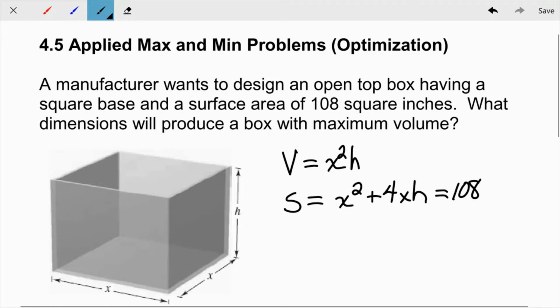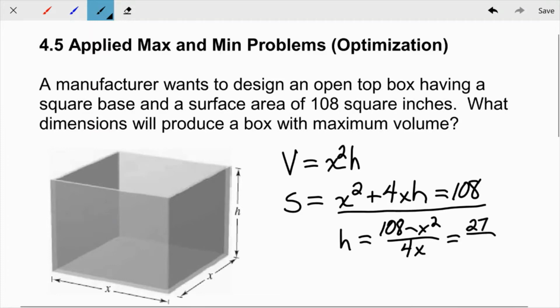The problem is my volume is in terms of two variables right now. So what I'm going to do is use my constraint to come up with an expression for the height that will allow me to then do some substitution. I'm going to take this information that I have about the surface area and solve for h. h would be 108 minus x squared, let me rewrite that so it's a little neater, minus x squared divided by 4x. And if I simplify that down, that's the same as 27 over x minus x over 4.